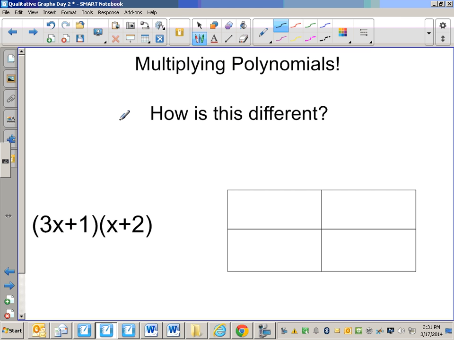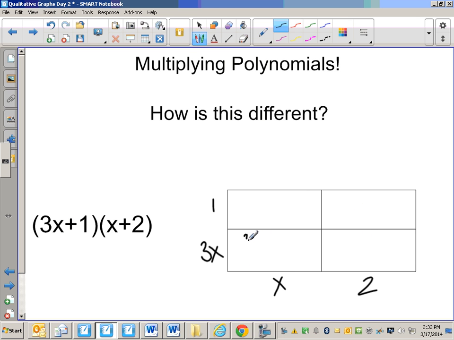Multiplying polynomials, here is multiplying 2 binomials, so you have 2 by 2. What makes this majorly different is that instead of just having one thing out here, we have 2 things out here. So it's very helpful to draw this area model again. So I have 3x plus 1, so I'm going to have 3x and 1, and then x and 2. Okay? And then I'm going to find the area of each box.